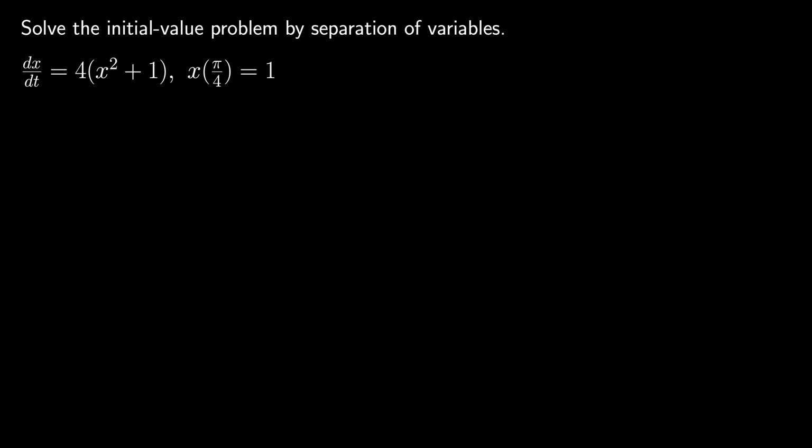Hey y'all, here we have an ordinary differential equation initial value problem that we're going to solve using the method of separation of variables. The way this method works is that we want all y's on one side and all x's on the other side. That's what we mean by separation of variables. And here our initial value is x at pi over 4 equals 1.